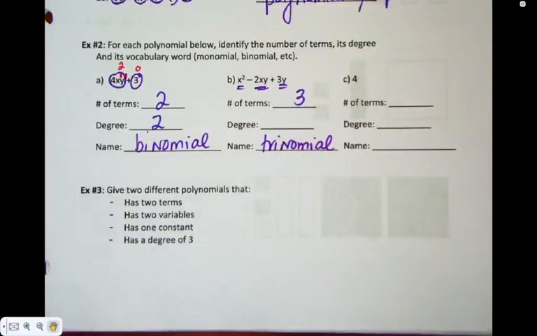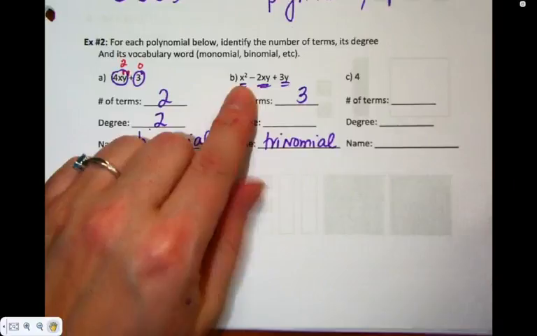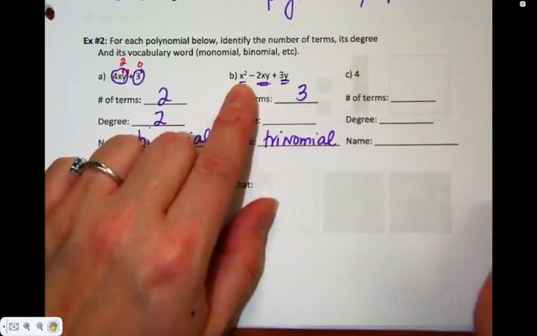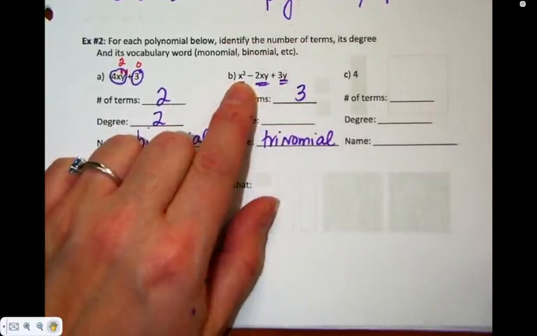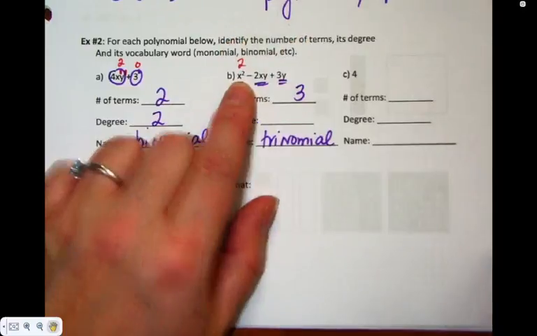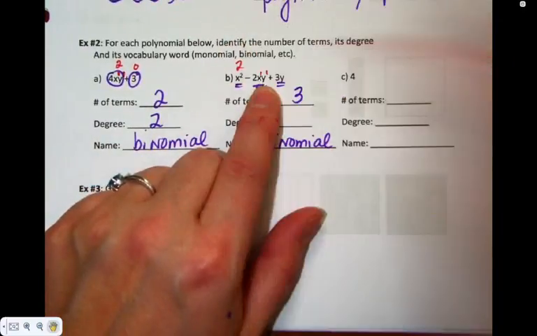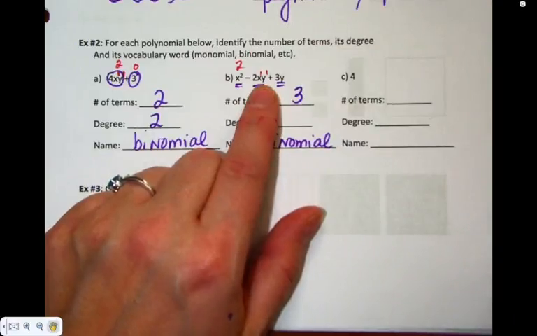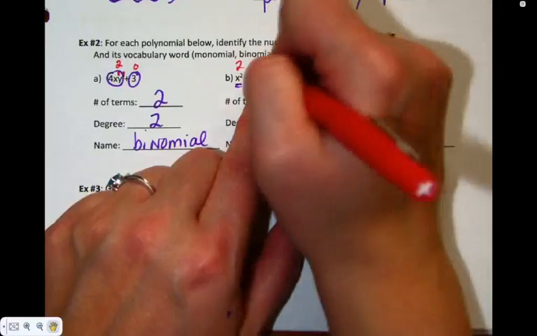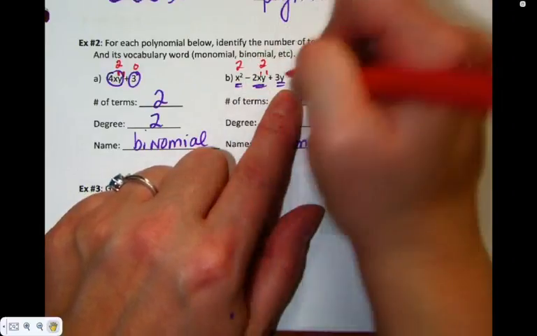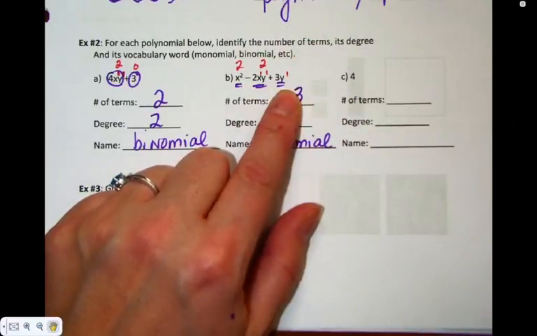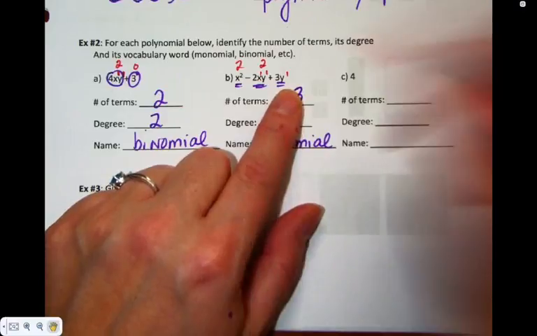Okay, now we need to get the degree. The first term, what's the degree that you see? Degree is the exponent, so it's a 2. Okay, we got to fill in exponents when we don't see them. So we know there's a 1 on the x and a 1 on the y. We add them together, which means the degree of the second term is 2. The third term, we need to put the little 1 on the y. So the degree of the third term is 1.